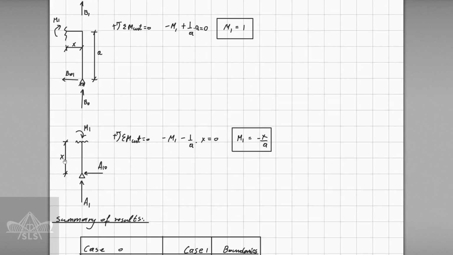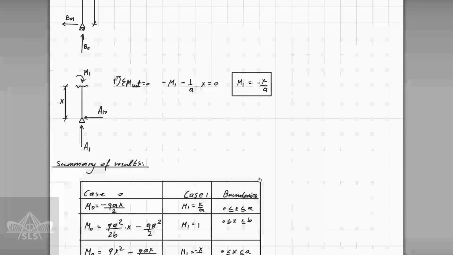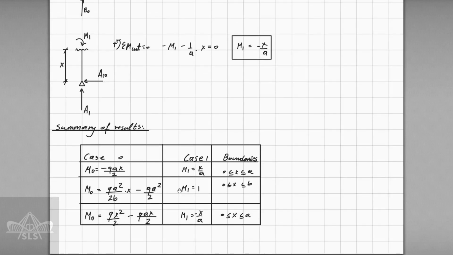And last but not least, we have the other boundary for which I decided to make a cut section here and define the bending moment function. In the end, we have a summary of results. We have the bending moment for each case, case 0 and case 1, and their respective boundaries according to what we selected.